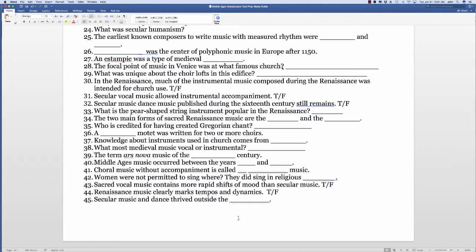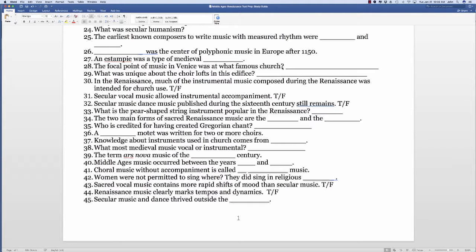31, secular vocal music. Remember, secular is the opposite of sacred. Secular is anything that is non-religious. Sacred is something that is religious. Secular vocal music allowed instrumental accompaniment. Yes. Secular music used all instrumentation.